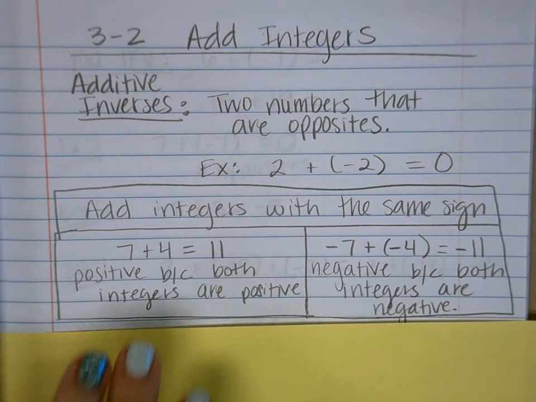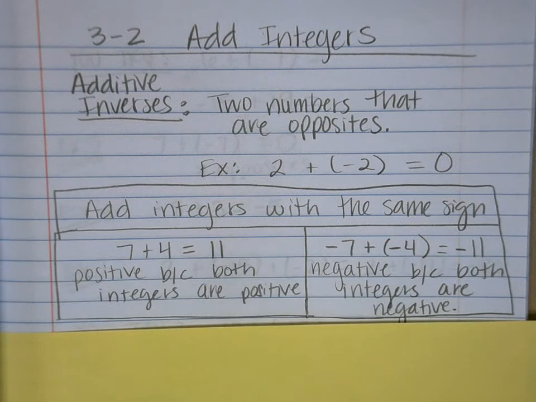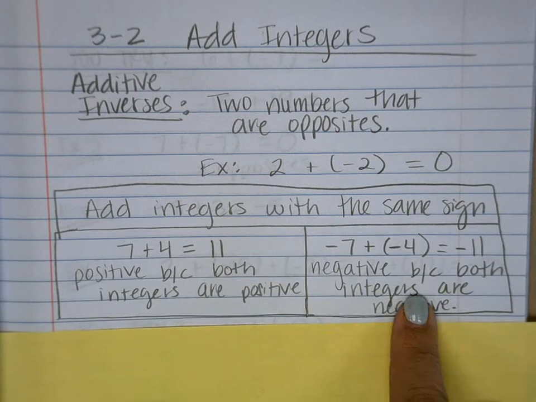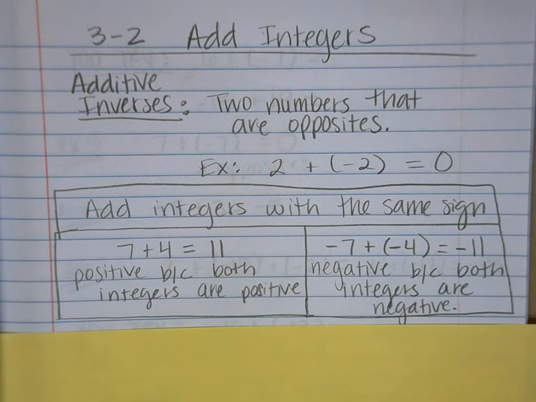The ones on the left, you guys have been doing your whole school life. The ones on the right, we're adding negatives now, so some of that might be new to you. This BC means because. You guys know that, right? Positive because both integers are positive. Negative because both integers are negative. This is what happens when we add integers with the same sign.